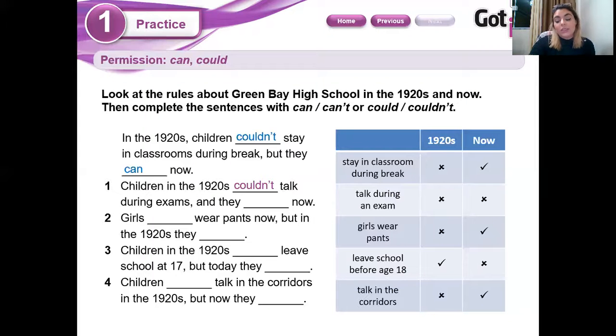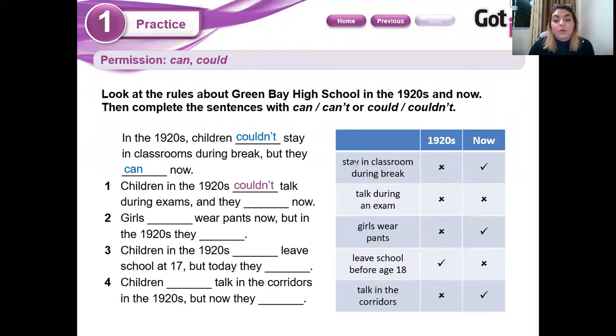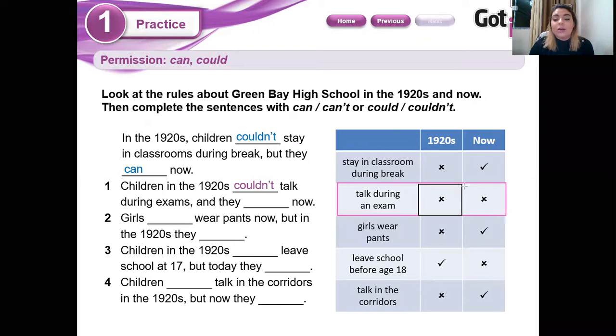Because if you see on the table, you can see what we are talking about is here. So in the 1920s, look, it was negative in the 1920s, and now it is also negative. So children in the 1920s couldn't talk during exams, and they, if you said can't, you are correct, because it's negative on the table, okay? Então, vocês precisam se guiar pela tabela e ver se é positivo ou negativo, e ver se é passado ou presente, ok? So, pause the video and do the exercises.